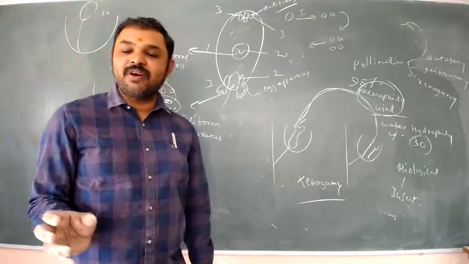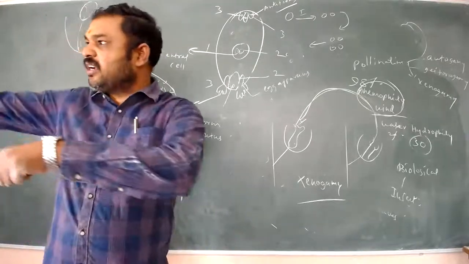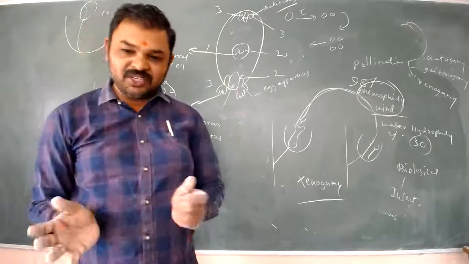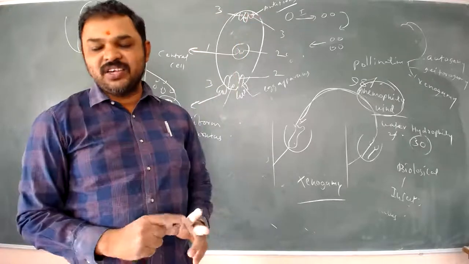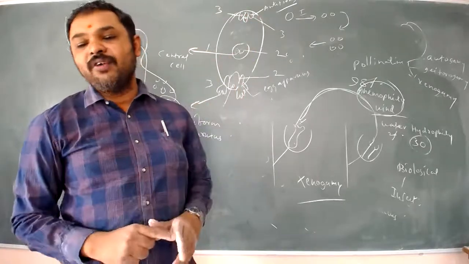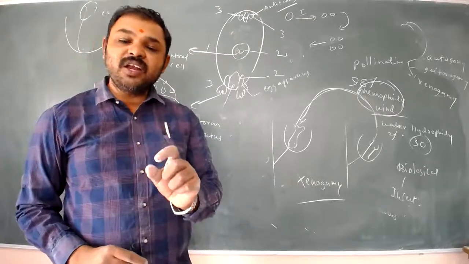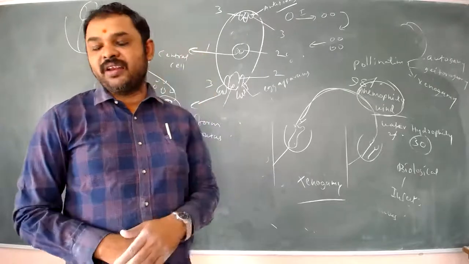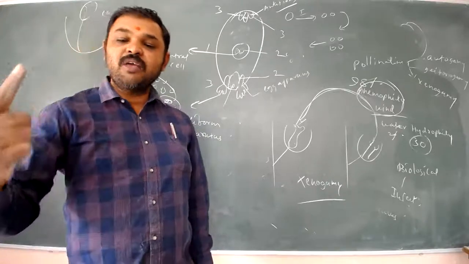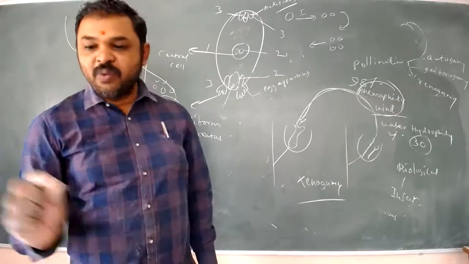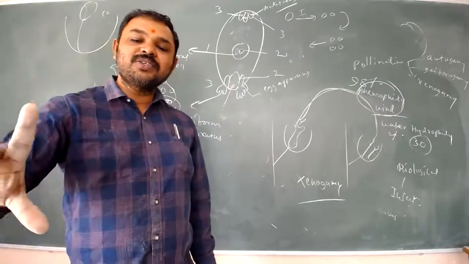Suppose a wind pollinated flower. What are the adaptations for wind pollinated flowers? In wind pollinated plants, the flowers are small in size. They are compactly organized into inflorescence. They produce a large number of pollen grains: small size pollen grains, large number of pollen grains, dry pollen grains. Dry pollen grains, large number of pollen, small size pollen, flowers small in size, compactly arranged into inflorescence.